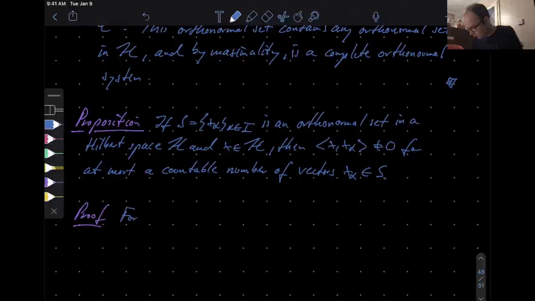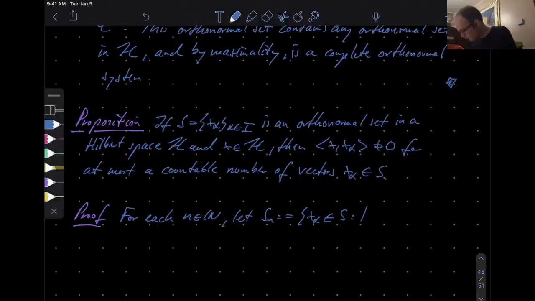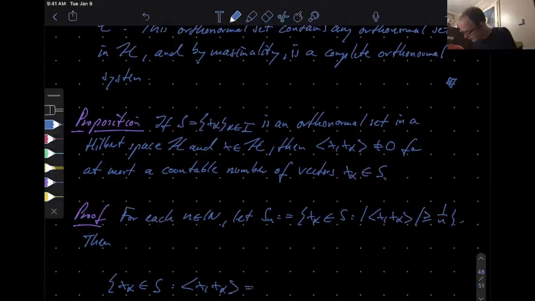So for each natural number n, let Sn be the set of vectors x alpha in S for which the complex modulus of the inner product of x with x alpha exceeds 1 over n. Then how can I write the union? I want to count how many elements are in this set, so the number of x alpha in S such that the inner product is different from 0.